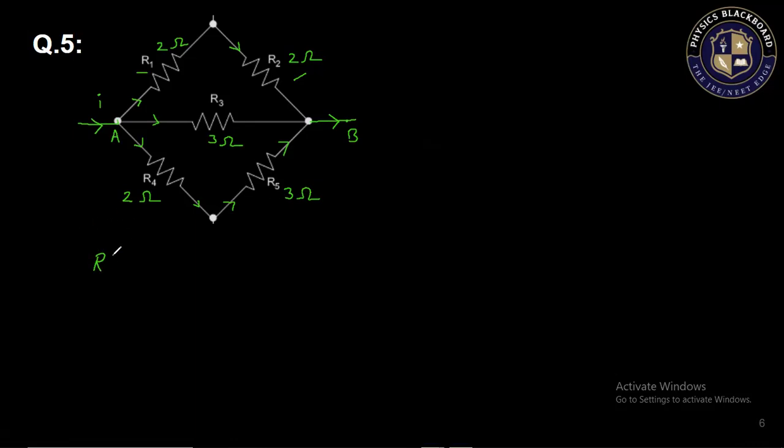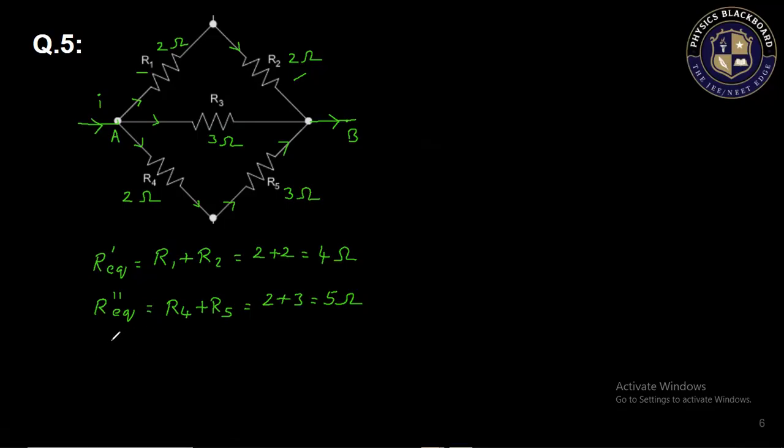Let's take R dash equivalent; first I will take R1 and R2. Those two are in series, so R1 plus R2: 2 plus 2, 4 ohms. Now I will take R4 and R5. Let's say R double dash equivalent is equal to R4 plus R5. These two are in series, so 2 plus 3, you will get 5 ohms.